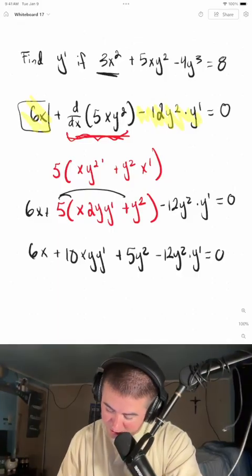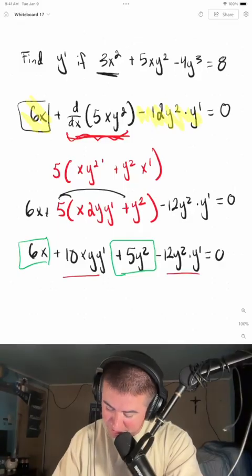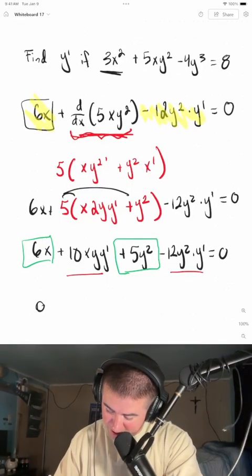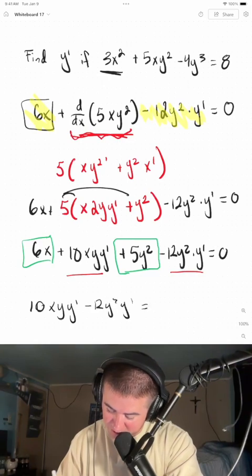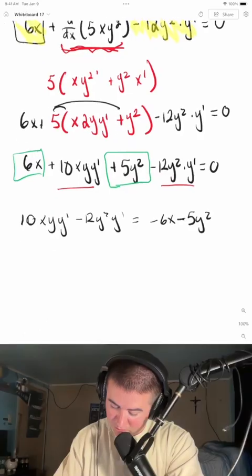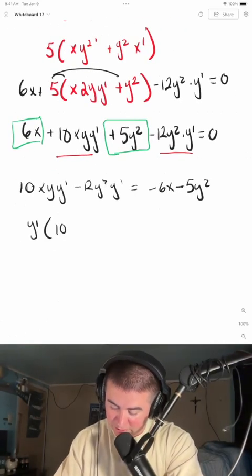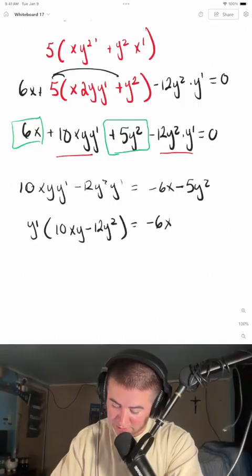Then I'm going to put this in green: what we're moving is this term here and this term over to the right. So these two over here, we're going to keep there. Let's write the one I have underlined in red: 10xy y prime minus 12y squared y prime is equal to negative 6x minus 5y squared. Okay, we're almost done. What we need to do now is factor out that y prime on the left side from both of those terms and rewrite the expression, so we have y prime times 10xy minus 12y squared is equal to negative 6x minus 5y squared.